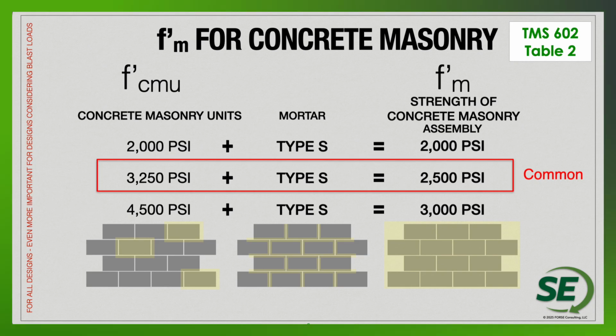Now, there's certainly times where you have units that could be as strong as 4,500 PSI. In that situation, we can at least design to an f'm of 3,000. Say we even need to go higher. We can specify even higher strength concrete masonry units, use type S mortar, and then have the overall assembly tested in the prism test. So we have other options for getting higher strengths than what we see in this chart.